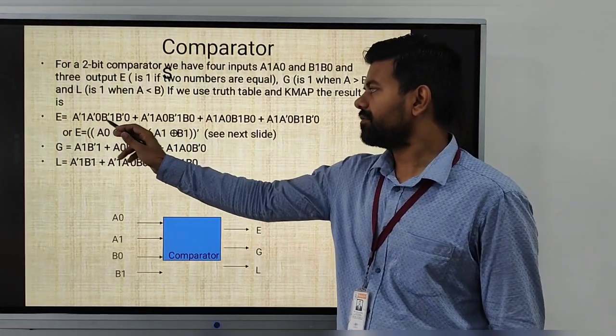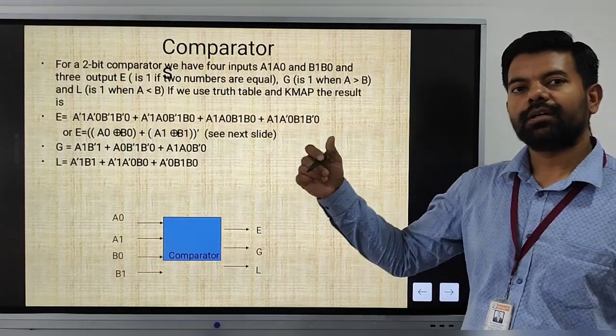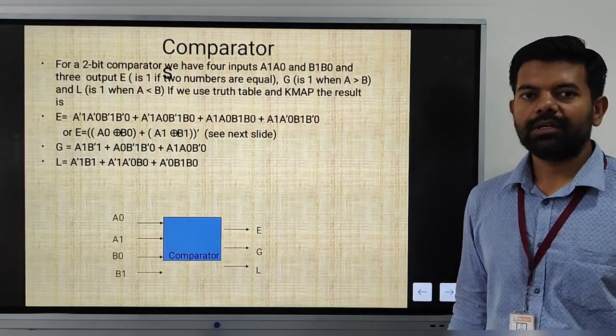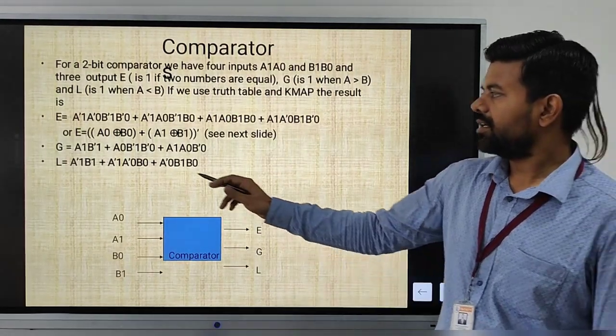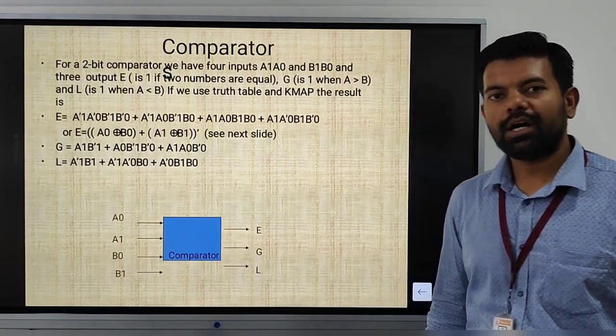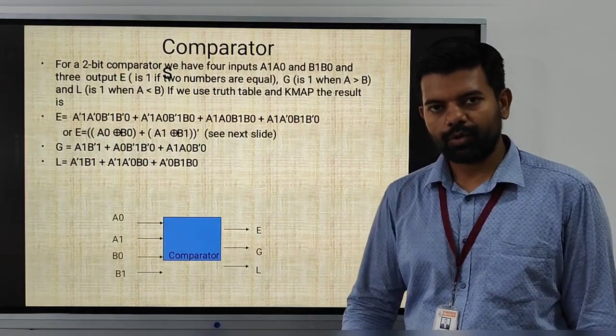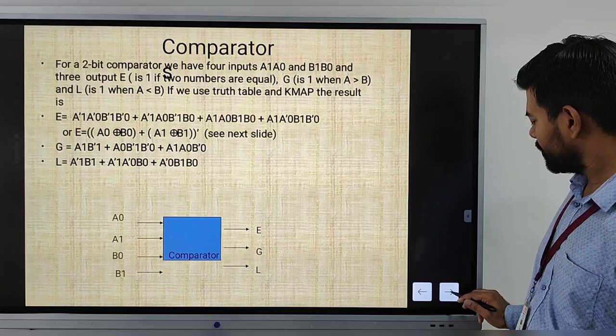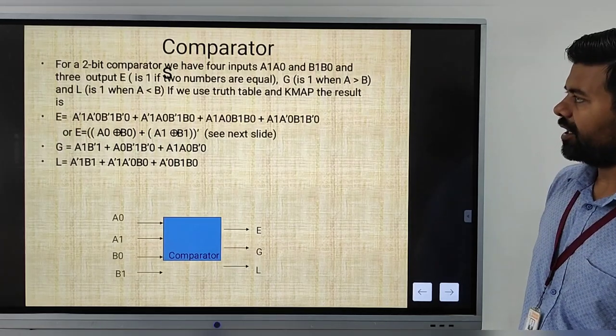This is the equation which we get through the K-map, by filling the K-map, which we will see in the next slide. These outputs are all determined with the help of the K-map. So in the next slide we are going to see how we will fill the K-map.